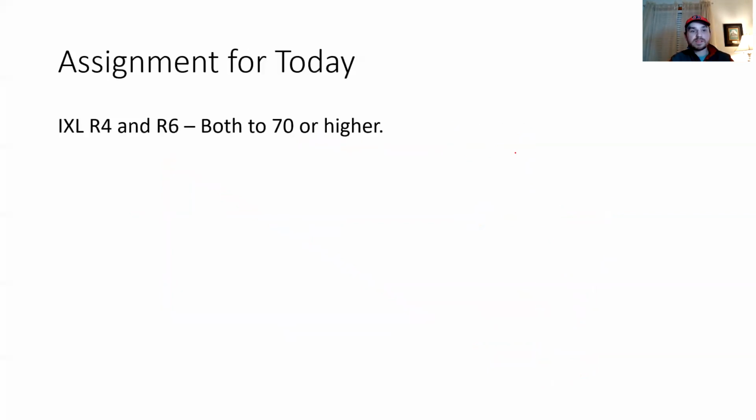Okay, so that's all the instruction for today. You have the entire rest of the day to work on these two IXLs. They're R4 and R6. There's not a math-based equivalent. The math-based equivalent would make you answer with proofs for every single step that you did, and we're not going into that stuff. We don't have time because we're a little bit behind, getting close to the end of the year. So we're just going to do the IXLs. They're R4 and R6, and you only need to get them to 70 or higher.